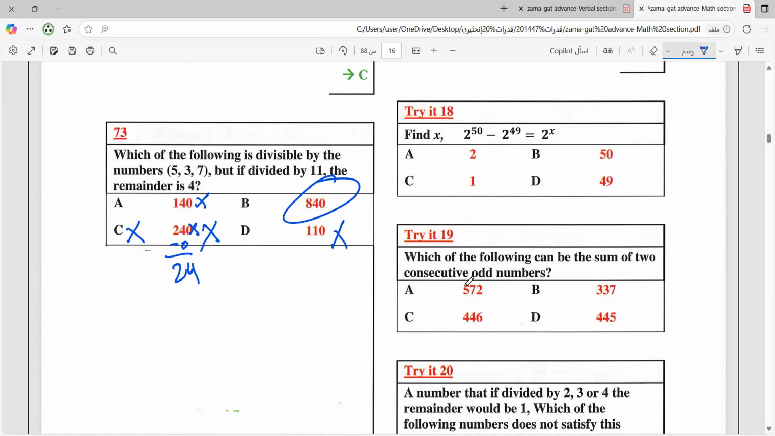Now try it here, 18. Find x here, please, my student. What will I do here? Because of the negative, you take a common factor. The least common factor will be 2 to the power 49. What is the remainder here? It is 2 minus 1 equals 2 to the power x. 2 minus 1 is 1. We cancel 2 with 2. So x equals 49.